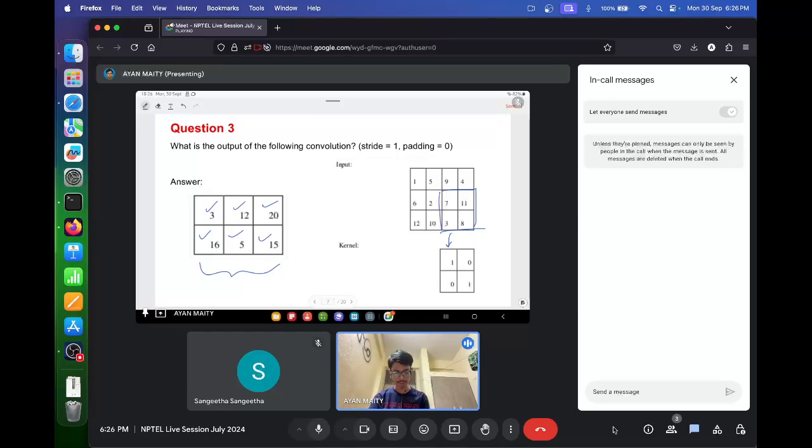So as padding is 0, no padding is used, and stride is 1, that's why we are sliding this 2 by 2 window by 1 place. So this was the first window, then we slide it by 1 place to the right, this was the second window, then we slide it to the right once more, this was the third window, because the stride is 1 here.